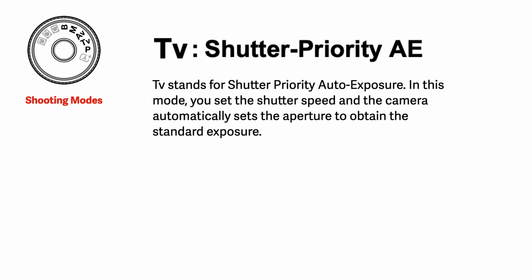TV stands for shutter priority. In this mode, you set the shutter speed and the camera automatically sets the aperture to obtain the standard exposure. For instance, if we are shooting a bicycle race speeding past, we may select the shutter speed of 1/500th of a second and let the camera automatically select the corresponding aperture.